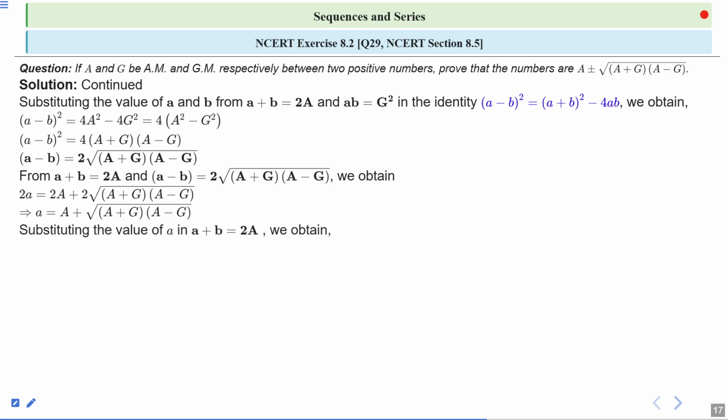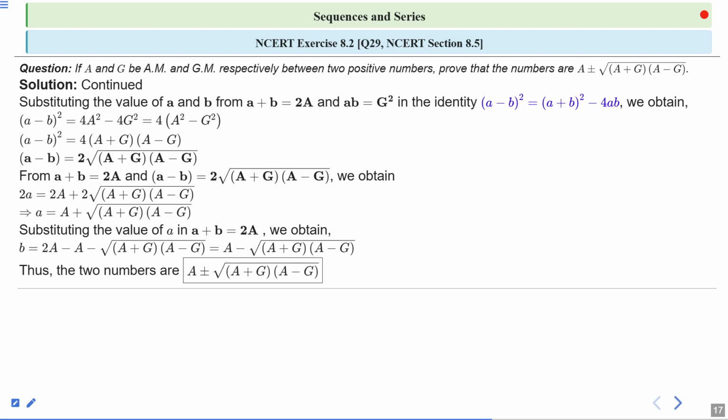And now substitute the value of A in equation A plus B equal to 2 times capital A, then we will obtain the value of B. Okay, so B equal to 2 times capital A minus square root of A plus G into A minus G. Now you can write by simplifying it as A minus square root of A plus G into A minus G. Okay, thus the two numbers are basically A plus minus square root of A plus G into A minus G. So now move to next problem.